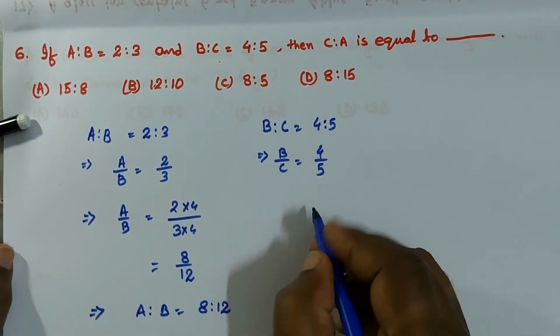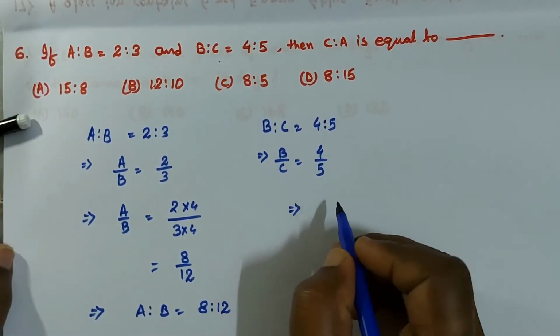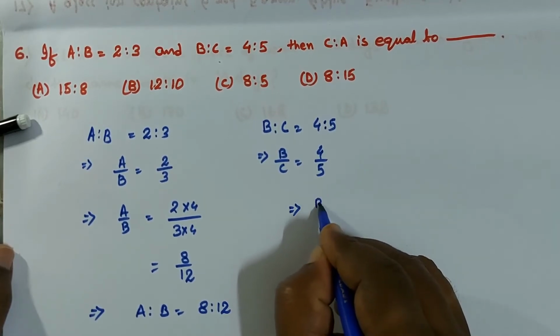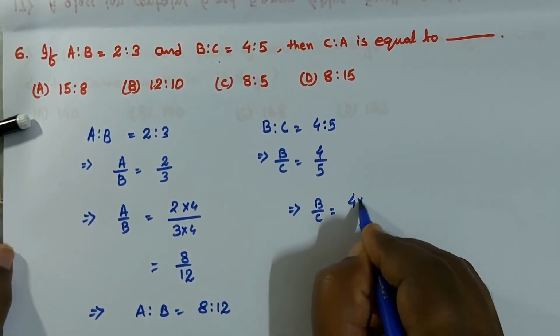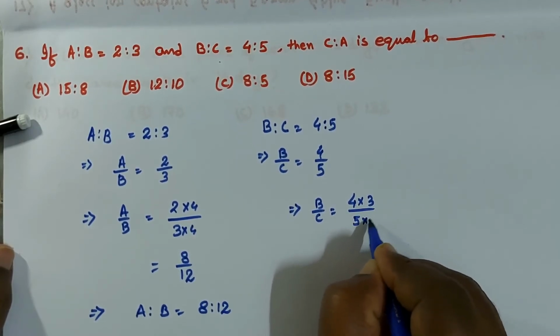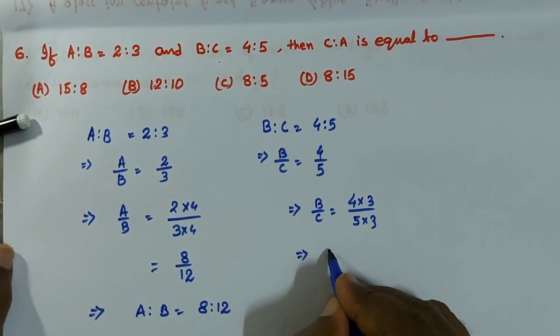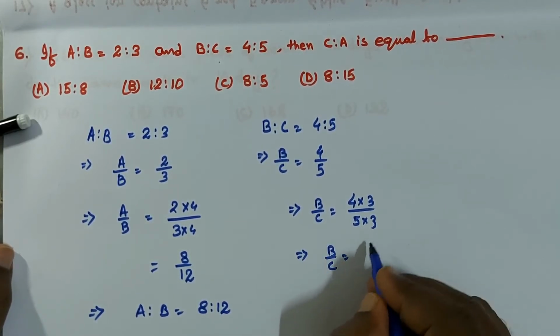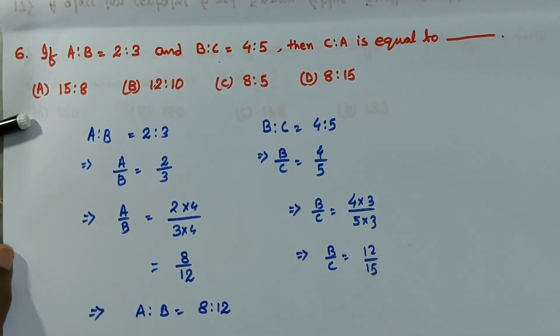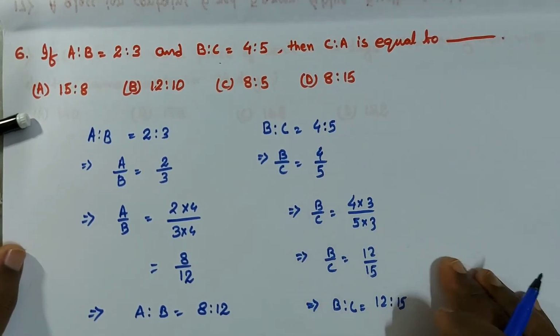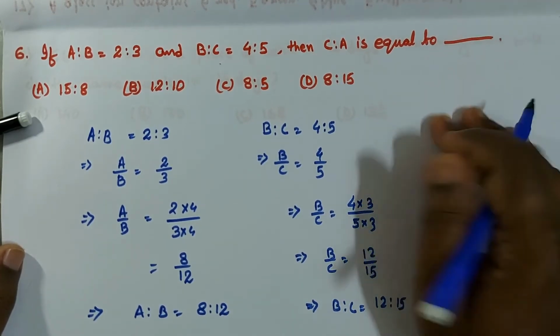And here we multiply B by C by 3. Why by 3? Because here it is 3. So B by C is equal to 12 by 15. Now see, the value of B is equal. Now we can write C is to A.